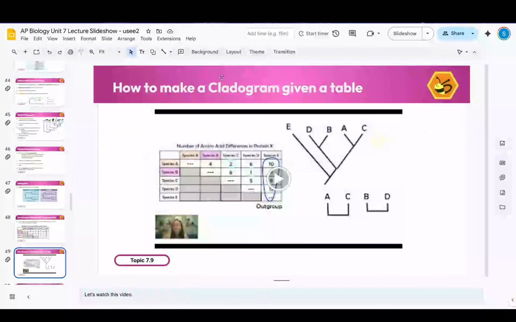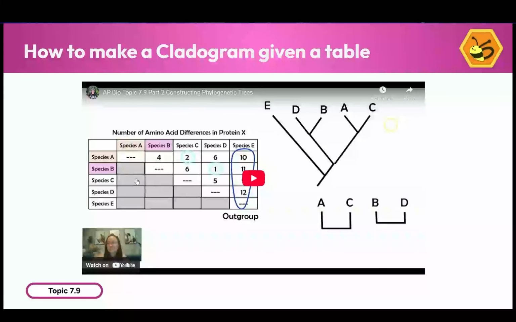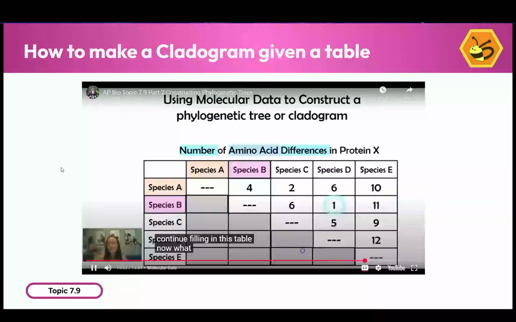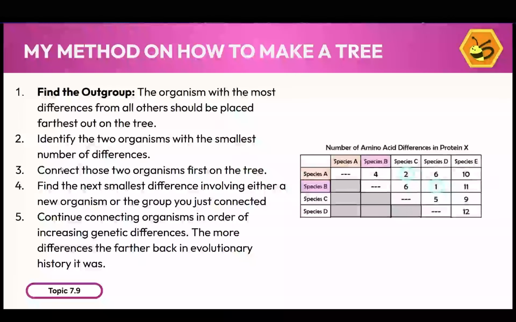In order to review what she just said, basically, to make a phylogenetic tree, you're going to want to follow these barely basic steps. So first of all, you're going to want to find the outgroup. If they ask you to make a tree, the first step is to find the outgroup, and that's the organism with the most differences from all the others. In this case, as you can see in the table, that was species E, because it's the most different from the other organisms. As you can see, with 10, 11, 9, 12, it's the outgroup.